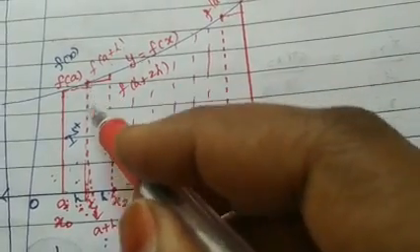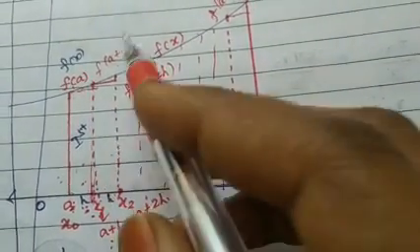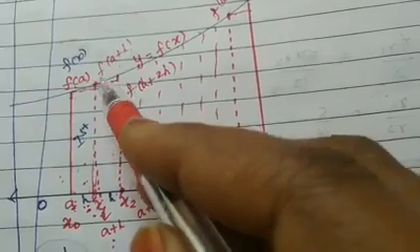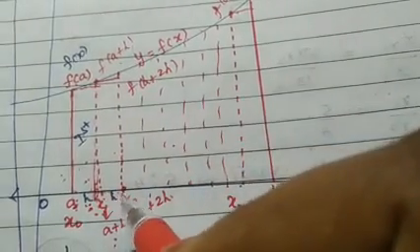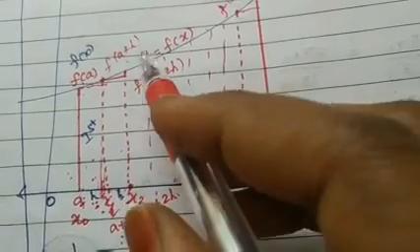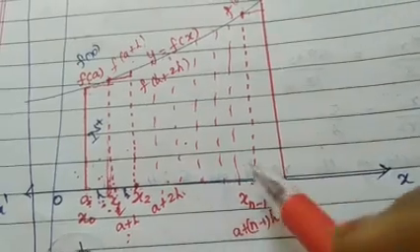Then what is the length of the second rectangle? This is f of a plus h. This y value is nothing but the length, and this x value is nothing but h. Therefore, f of a plus h into h. What about the third rectangle? f of a plus 2h into h. Like that it will be going on.